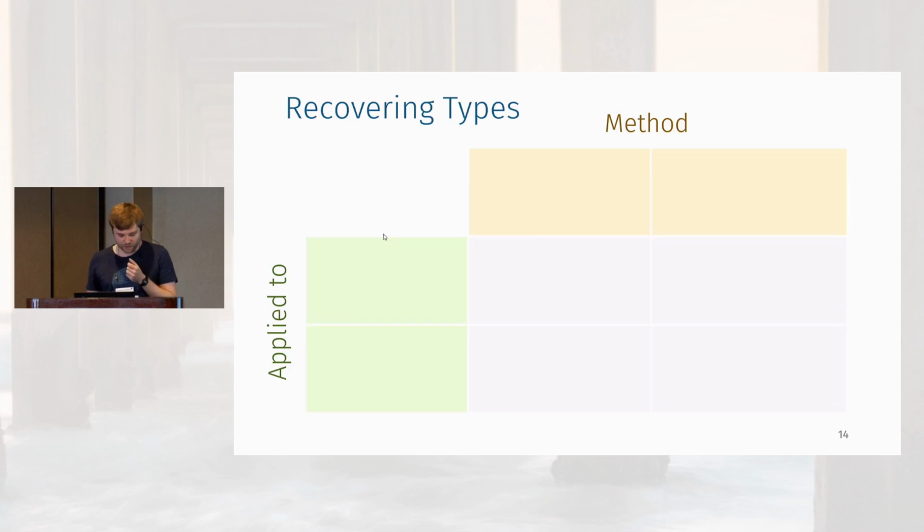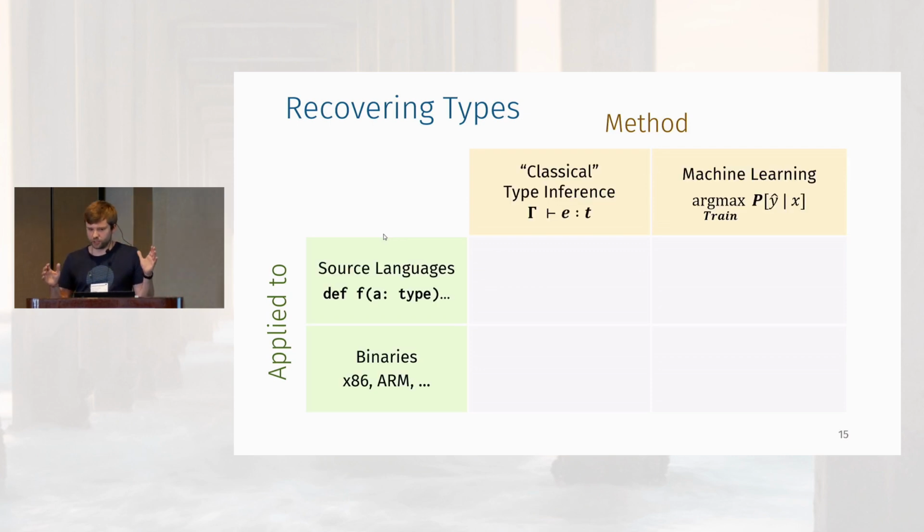Now, of course, we are not the first to try to recover types or infer types from programs. So let's map out the research space a little bit and see where we fall into this space. And I want to map it out along 2 dimensions. One dimension is which kind of programs you apply the method to, and the other is what the method itself is. So what we do here is we recover types from binaries, not from source languages, right? There's a lot of work on, say, type inference for Python code. We don't do that. We do it for binaries. And in terms of methods, there's the classical, logical, constraint-based work, like classical type inference. And then there's the statistical machine learning-based work.